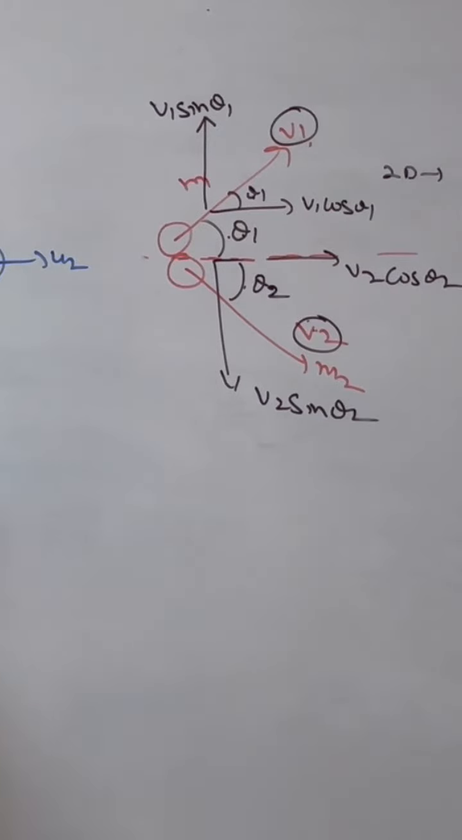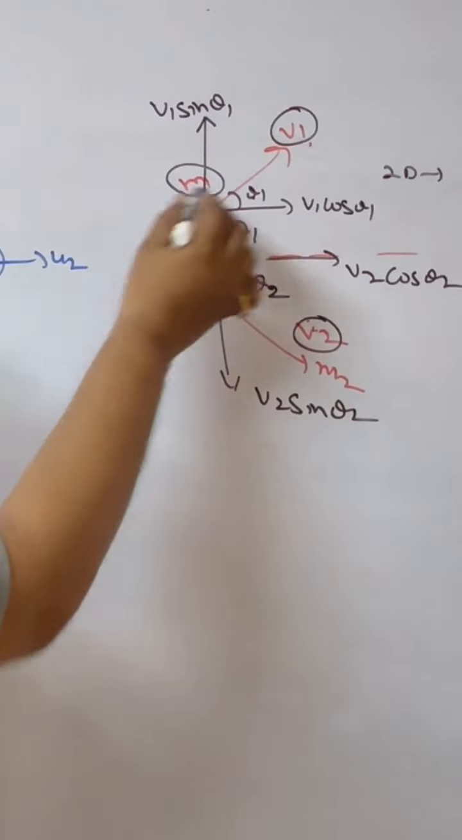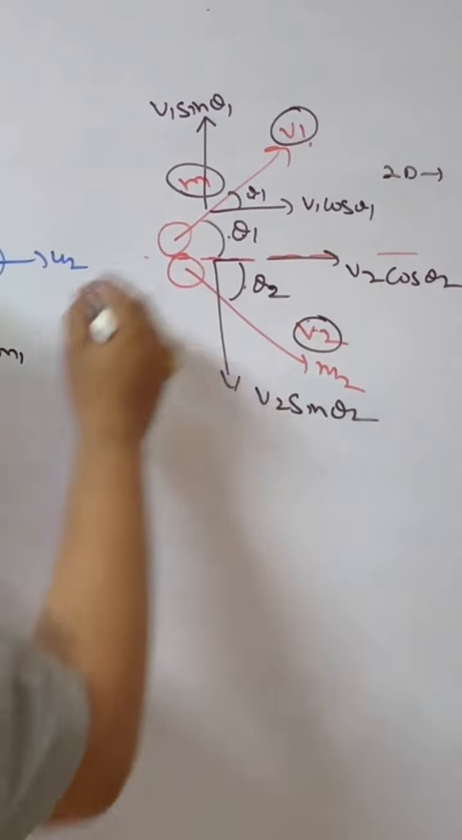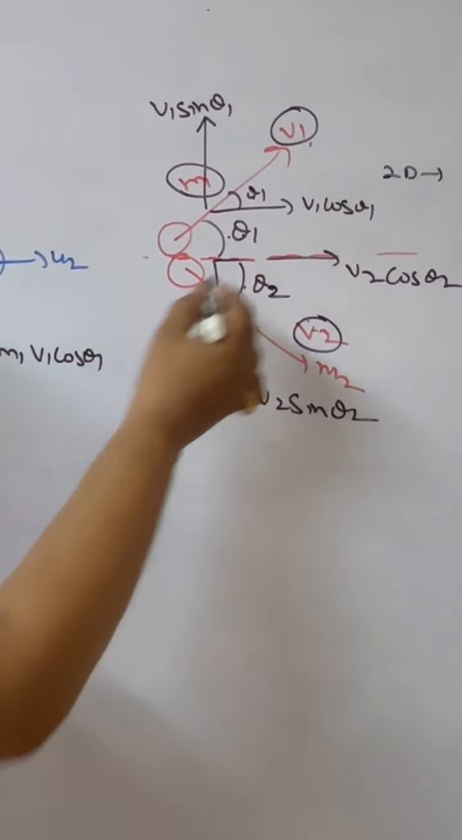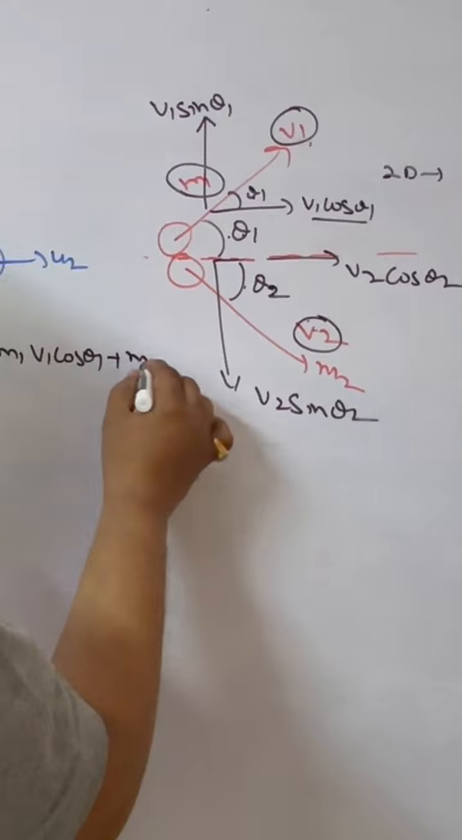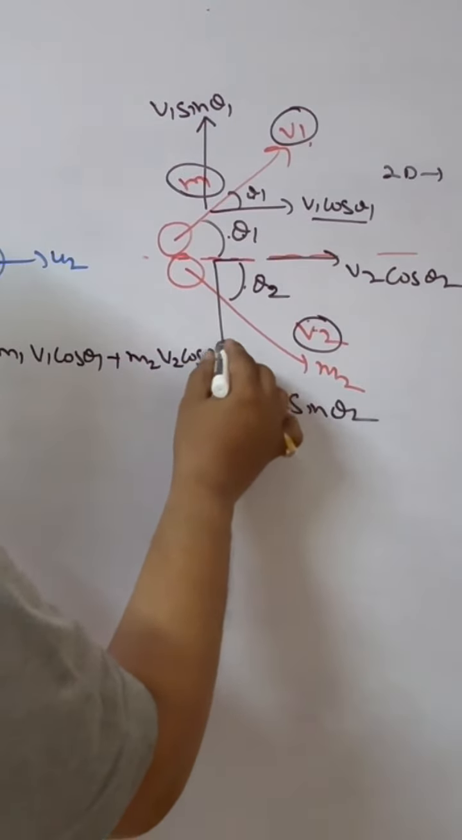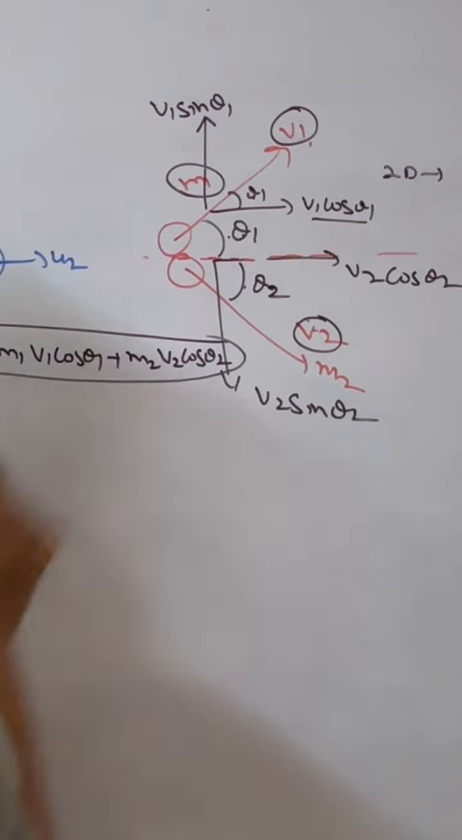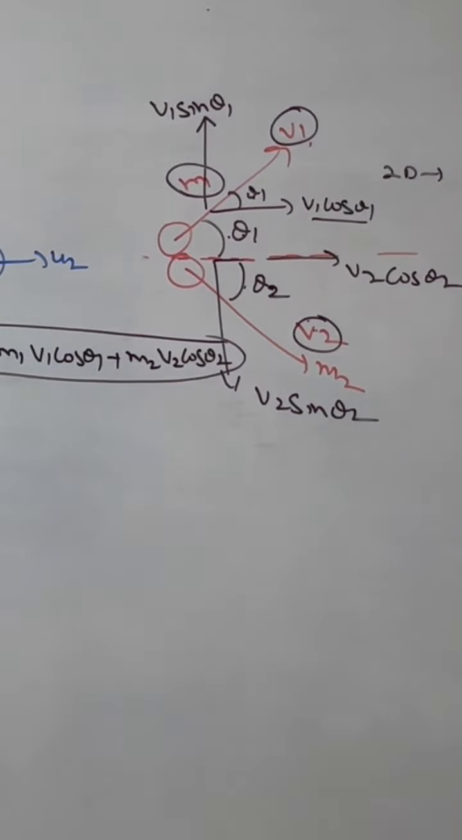Both momentum and kinetic energy are conserved. According to the law of conservation of momentum, first we have to discuss along the x-axis. Along the x-axis, both the objects are moving along the x-axis. Therefore, m1u1 plus m2u2 is equal to m1 times, what is the velocity along the x-axis here? V1 cos theta 1. What is the velocity along the x-axis of the second object? m2 v2 cos theta 2. So, this is the formula according to the law of conservation of momentum along the x-axis.